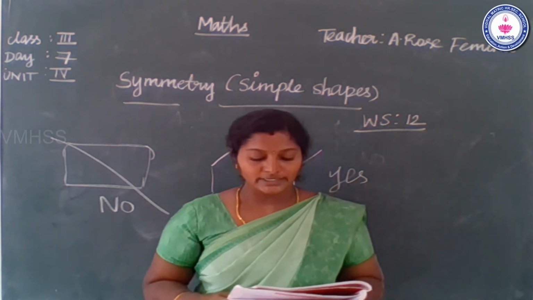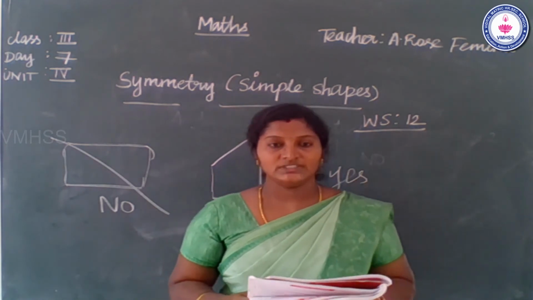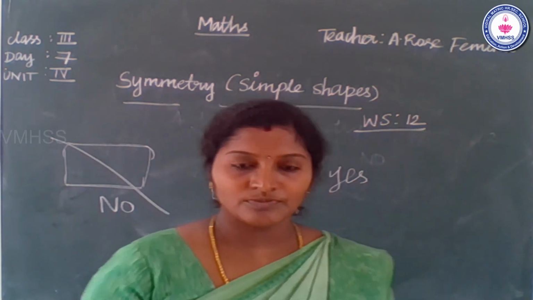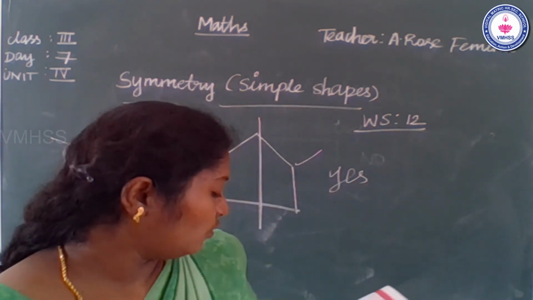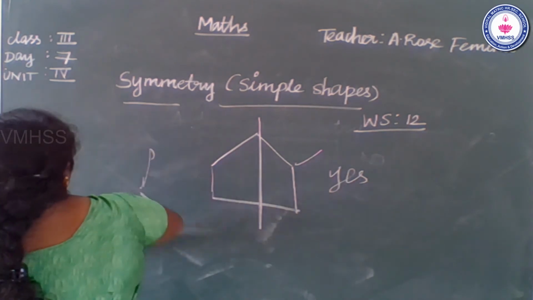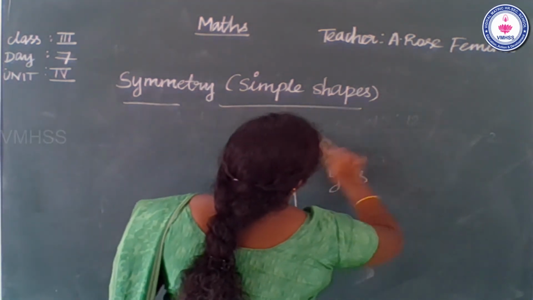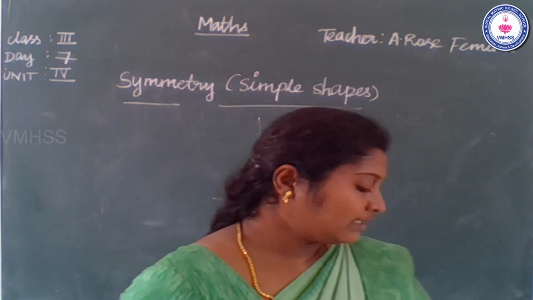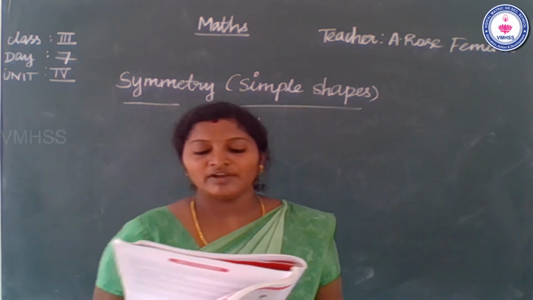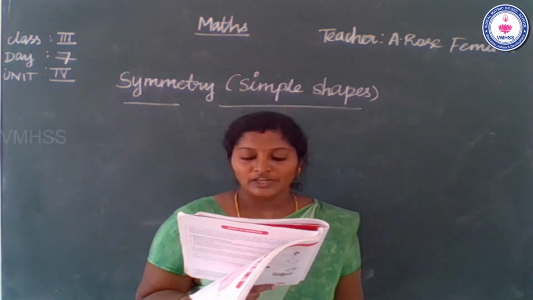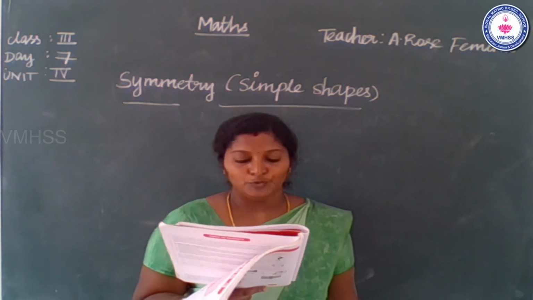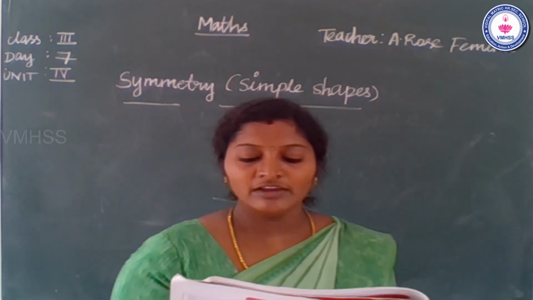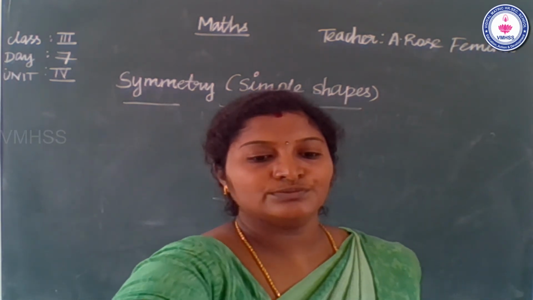Okay. So fourth one no. This is asymmetrical. Do you understand, ma? So next one. What is the next one? Draw and write the numbers of lines of symmetry for the shapes given below.